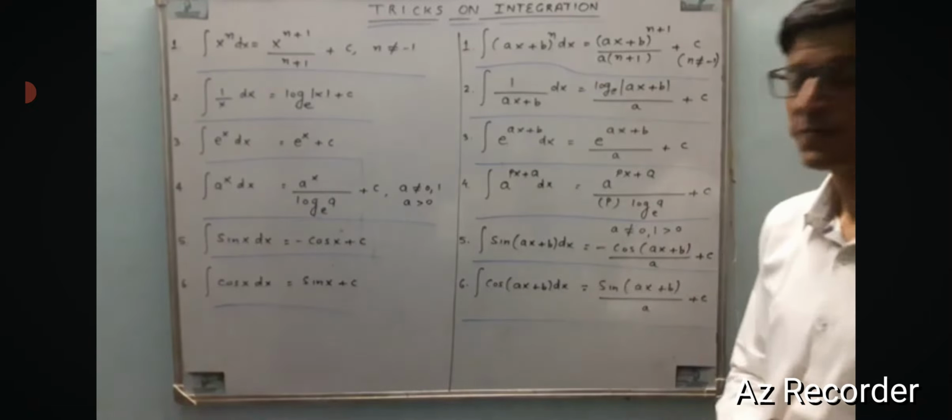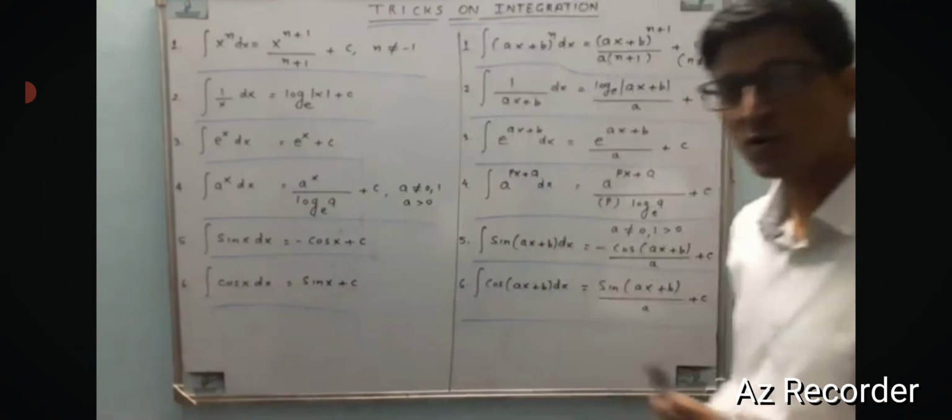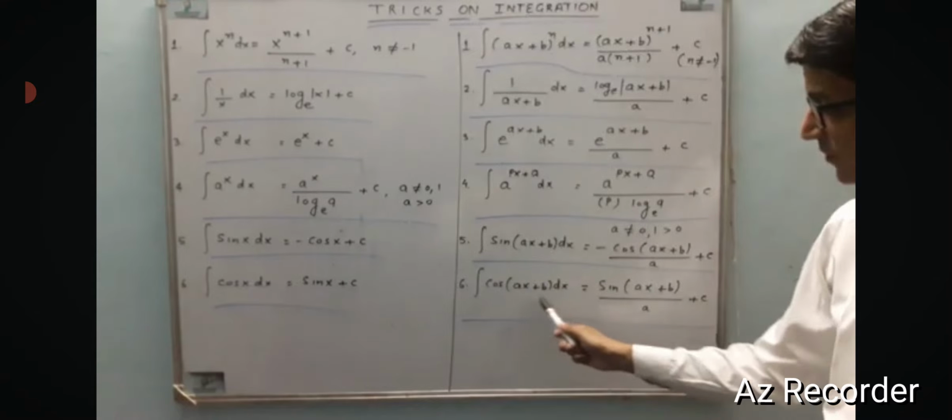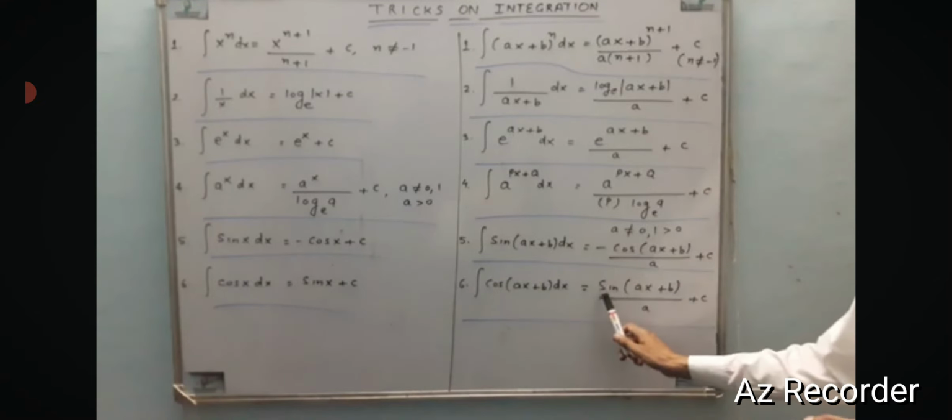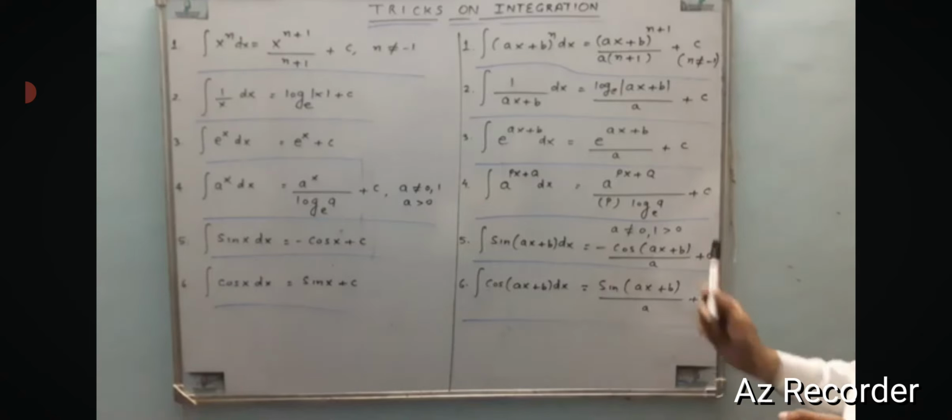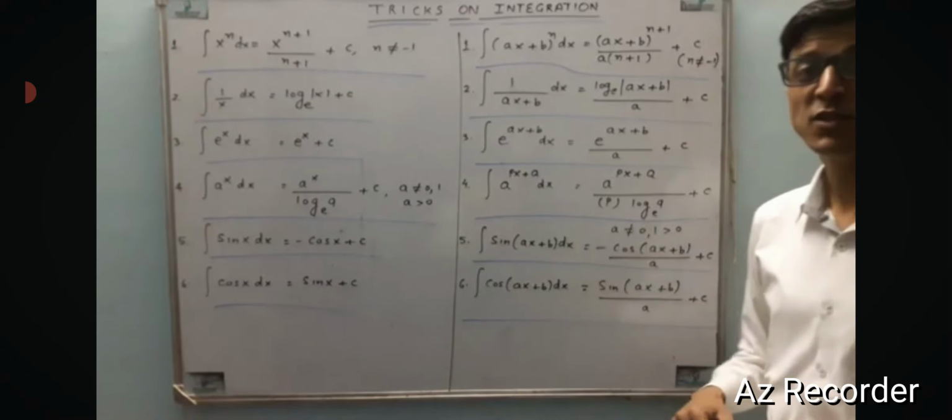If we have cos x dx, it is equal to sin x plus c. So if we have cos of ax plus b dx, the integration would be sin of ax plus b divided by a, plus c. So in this way you can solve your questions quickly by these tricks.